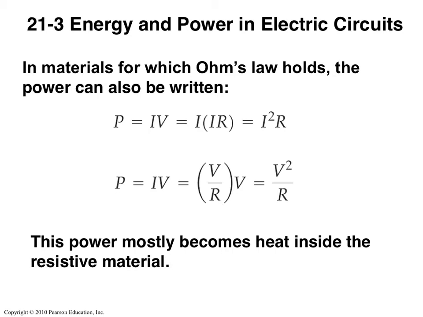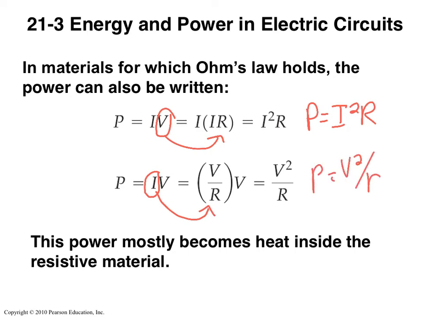In materials for which Ohm's law holds, the power can also be written by plugging these things in. We have power equals I times V, which we talked about in the last slide. For V, we plug in I times R from Ohm's law, and that gives us P equals I squared R. So this is another way that we can write our power. We can also do this the opposite way: we can change I, and using Ohm's law, plug it in and get P equals V squared over R.